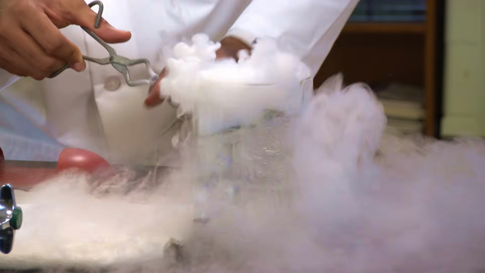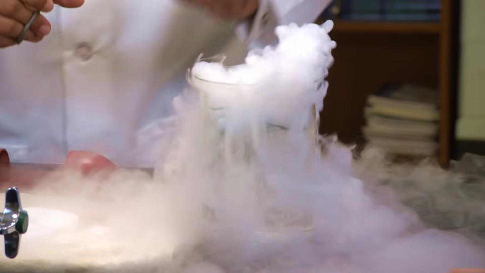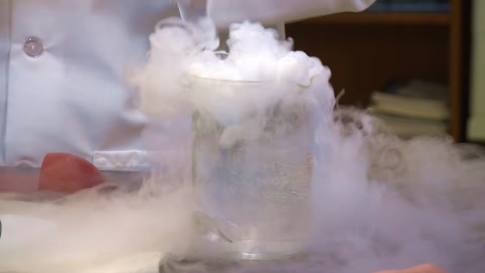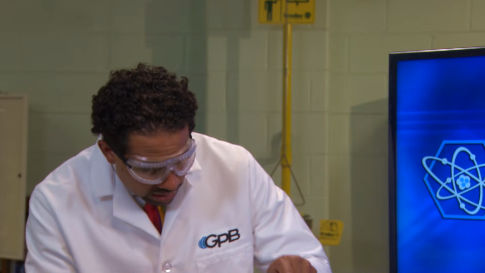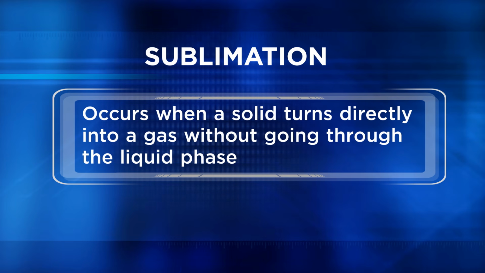Now, you see the bubbles forming? You are seeing the dry ice changing directly from a solid into a gas without ever entering the liquid phase. And again, this phase change is called sublimation. Sublimation occurs when a solid turns directly into a gas without going through a liquid phase.